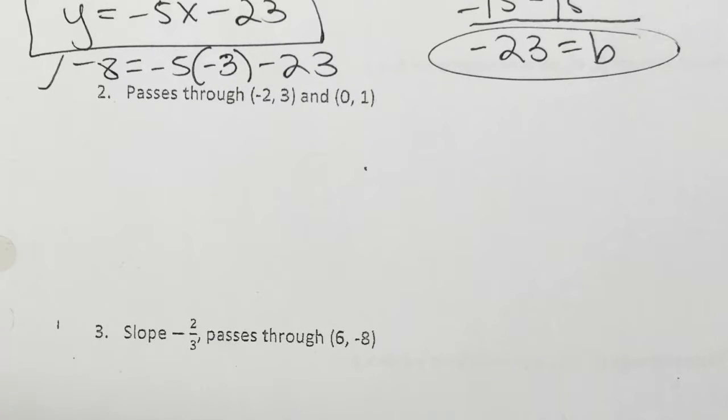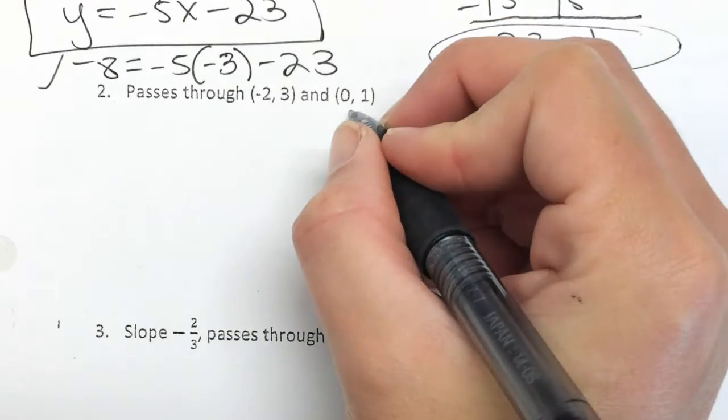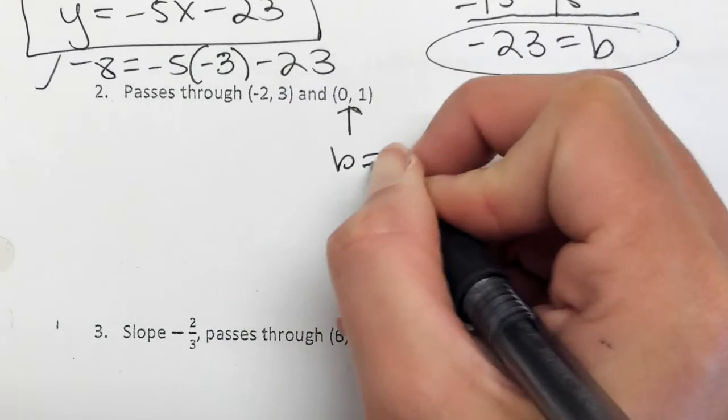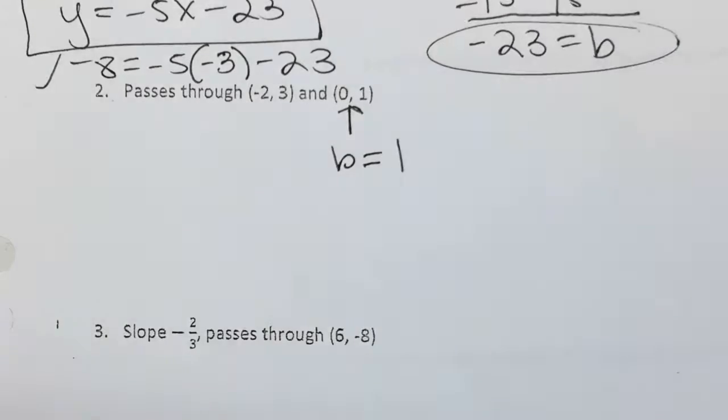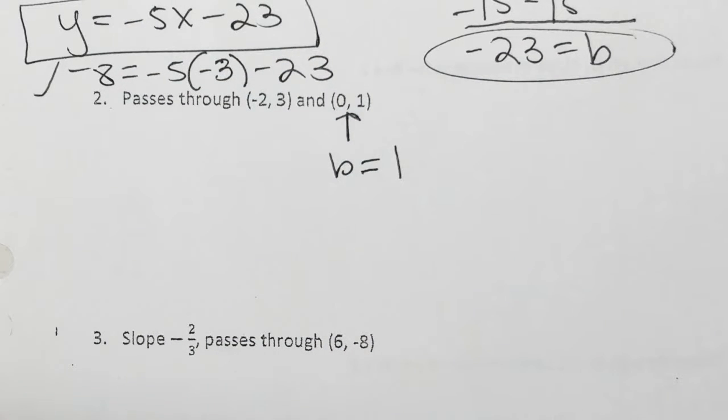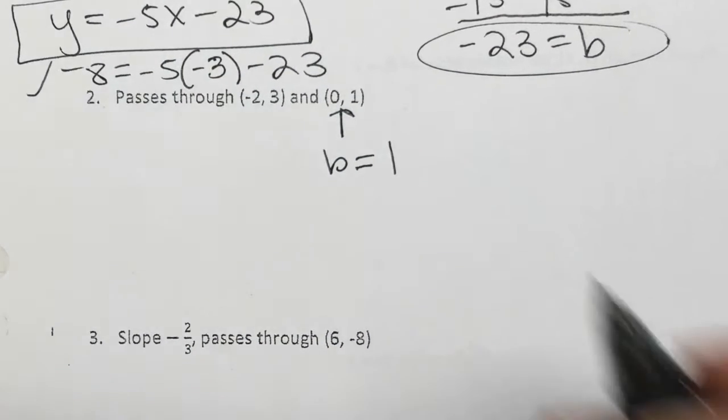Alright, the next one. Do they give us slope or y-intercept? They don't give you slope. Do they give you y-intercept? Yes. How do we know which one's the y-intercept? Good. X is 0, right? So what is b? 1. Good. So we have the y-intercept. We're just missing the slope.